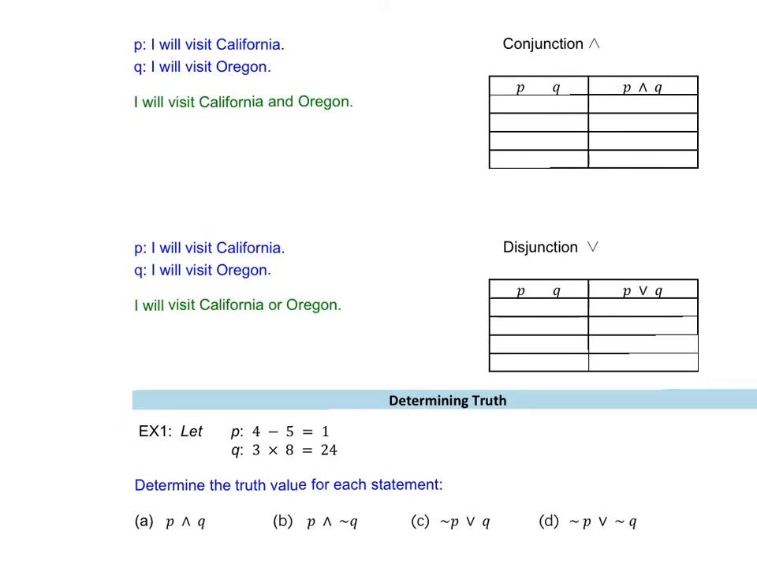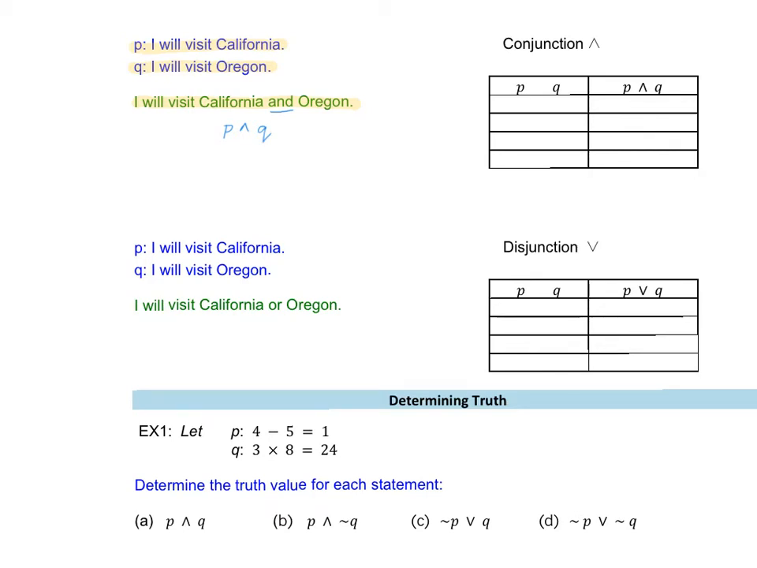So let's build up. Let's look at our conjunction, an and. I'm going to use I will visit California as my statement P, and Q, I will visit Oregon. So when is the statement I will visit California and Oregon true and when is that false? Well, first of all, symbolically, this is an and. I will visit California is P, and I will visit Oregon would be Q. I want to figure out when the statement P and Q is true and when it's false.